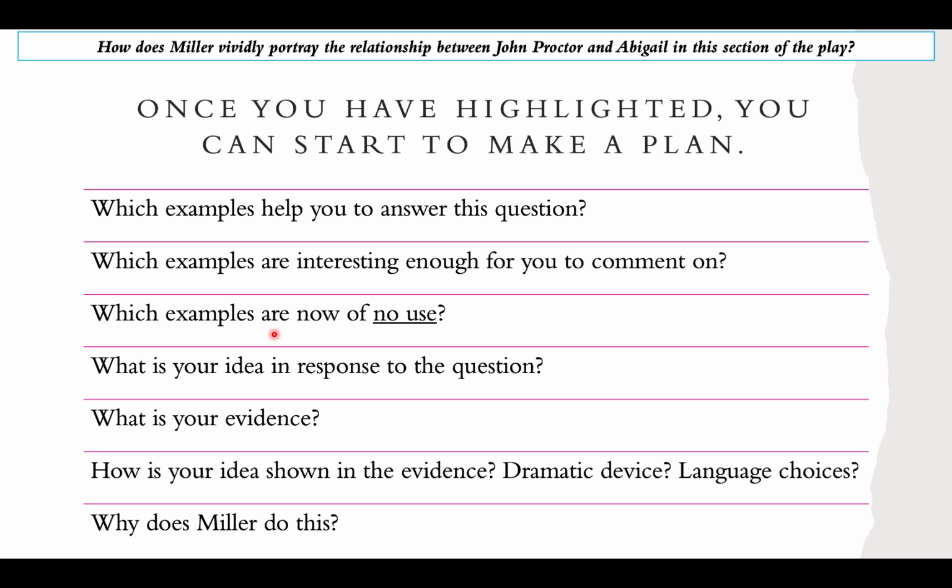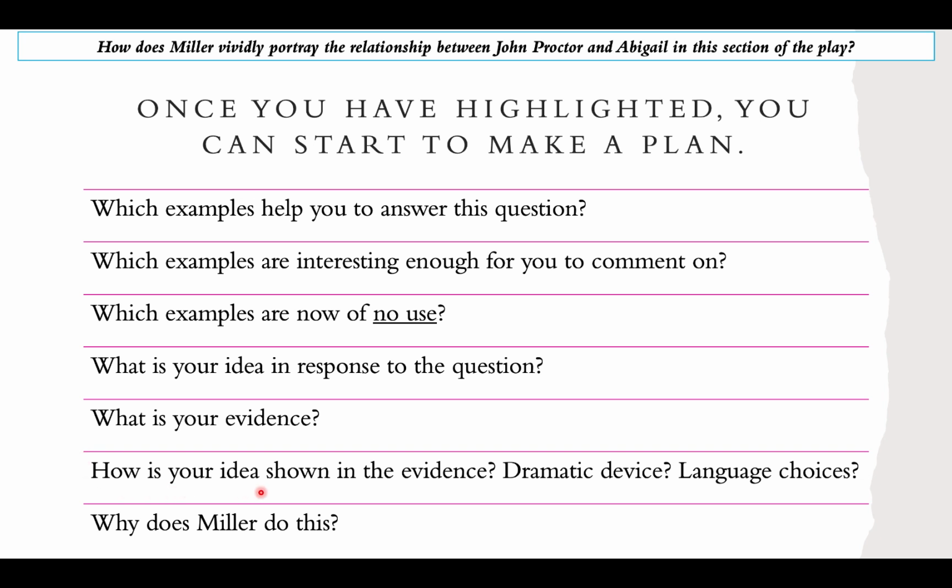So I've highlighted an awful lot. I will not be able to use all of that. But once I've decided what my points for my plan are, then I can go back through and make my final choices. Think about your ideas in response to the question. Then you select your evidence. And then you can think about how your idea is shown within the evidence.